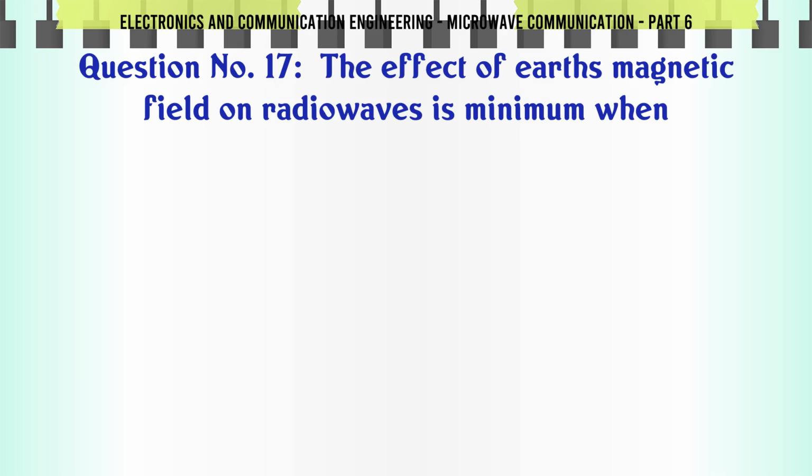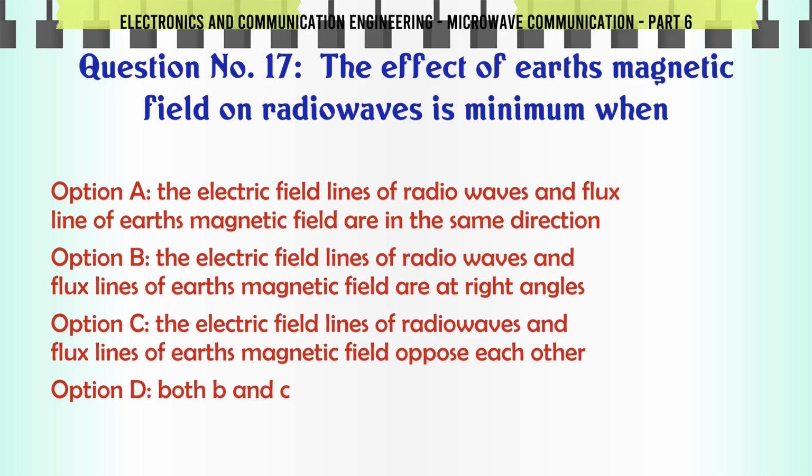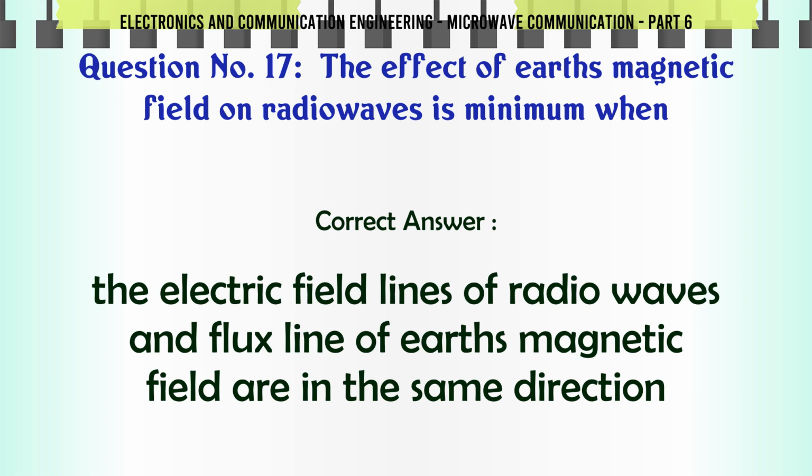The effect of Earth's magnetic field on radio waves is minimum when A. The electric field lines of radio waves and flux lines of Earth's magnetic field are in the same direction. B. They are at right angles. C. They oppose each other. D. Both B and C. The correct answer is the electric field lines of radio waves and flux lines of Earth's magnetic field are in the same direction.